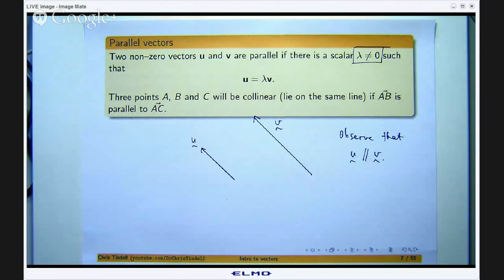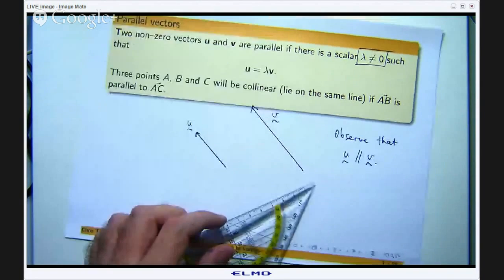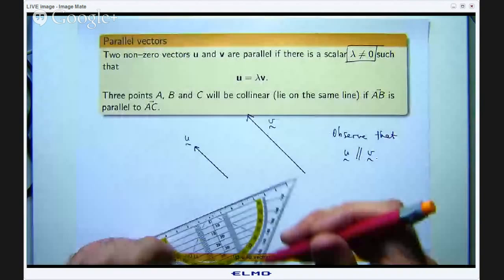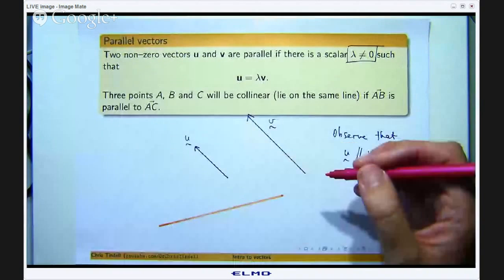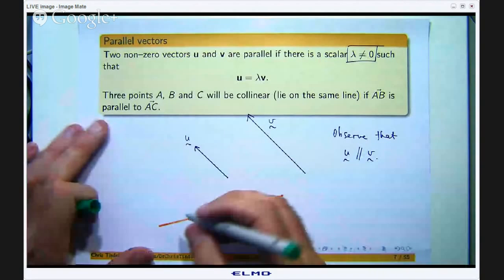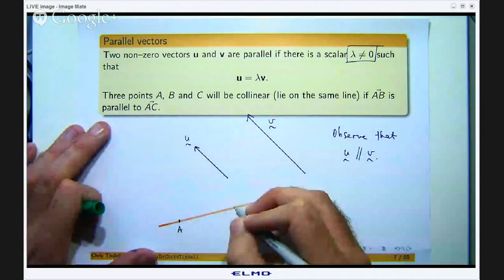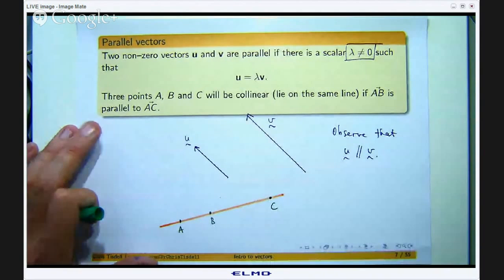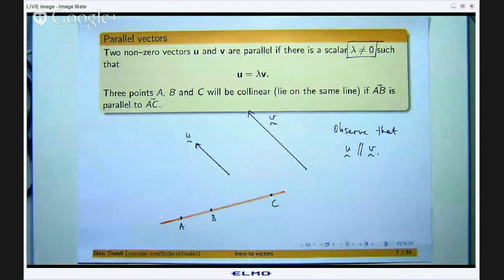Okay, so let me just draw in a line here. And suppose I've got the following points, say A, B, and C, and we look at the vectors joining those points.